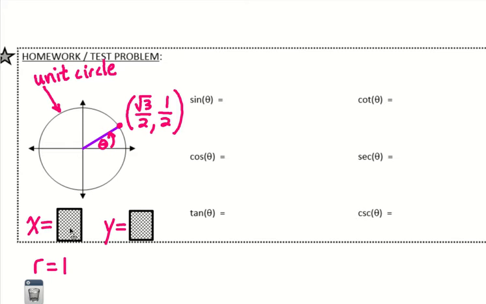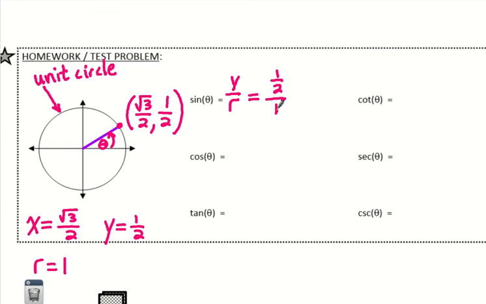And what does x equal? Well, x coordinate, y coordinate. So not a big secret. X is root 3 over 2. Y is 1/2. Now, since we know x, y, and r, what else do you need to know in order to figure out the sine of theta, the cosine of theta, and so on? Going off of our definitions, the sine of theta is y over r. So that would be 1/2 divided by 1, which of course simplifies to 1/2.